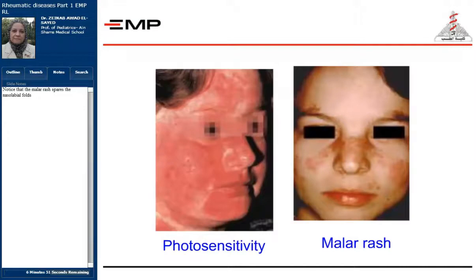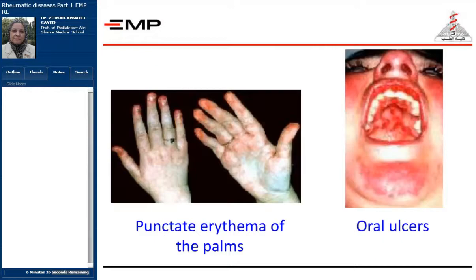These are photographs of lupus in female adolescents. In the one on the right-hand side, you can see the malar rash sparing the nasolabial folds. In the one on the left, you can see severe reaction and redness of the skin when the patient was exposed to sun. The oral ulcers are seen in the picture on the right side. These ulcers, you have to ask the patient about them, because he might not notice these ulcers because, as we said, they are usually painless.